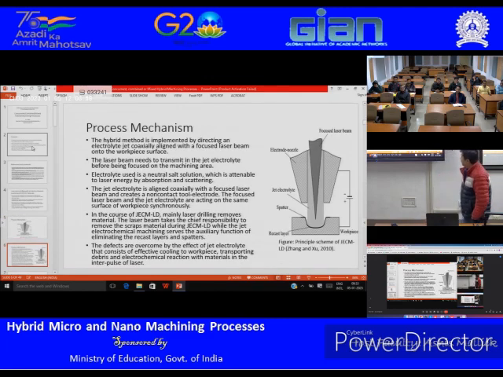Now let's look at the process mechanism. I already explained that, but everything is written here so that you can also study. As I mentioned, the first thing is you focus the laser beam on the surface, and those should be coaxial. Coaxial means the center axis for both the laser and the electrochemical jet is the same. So that's what you are doing.